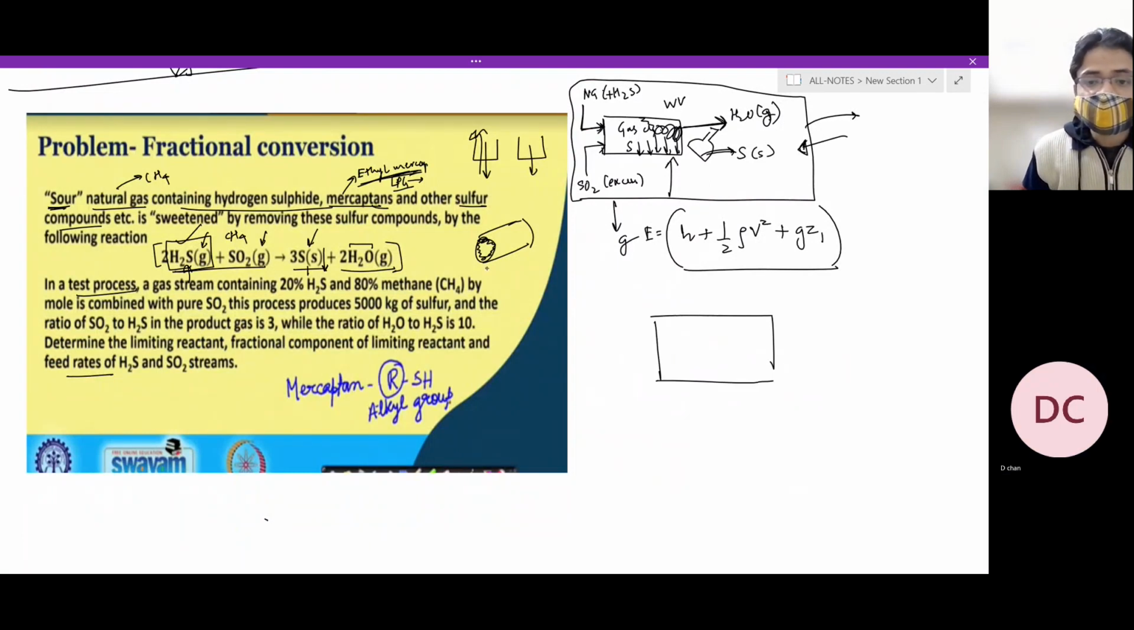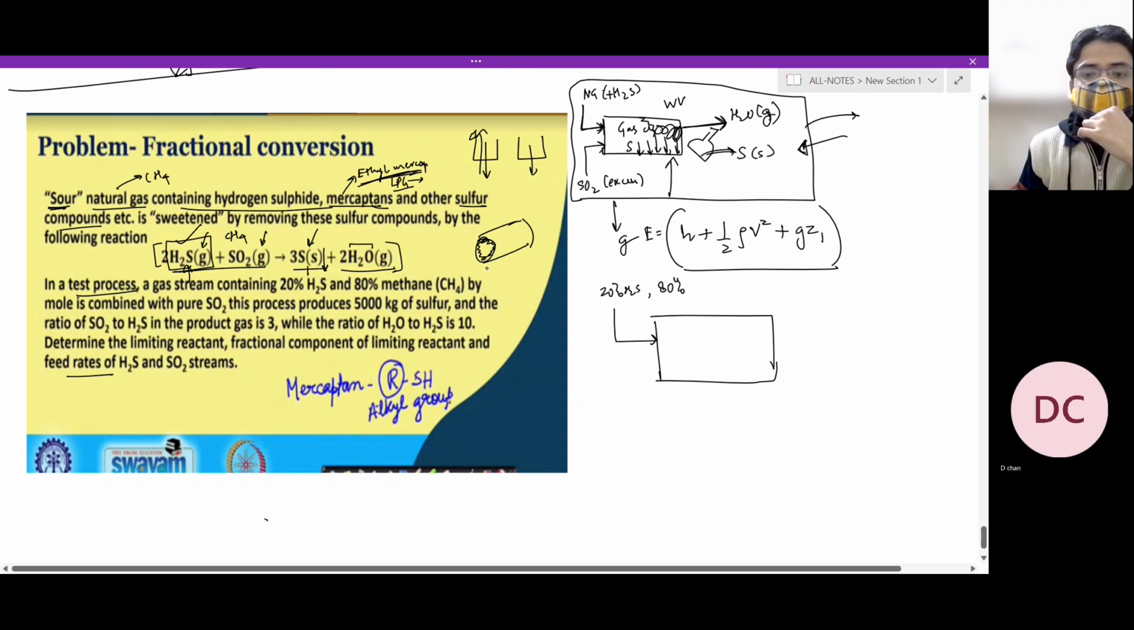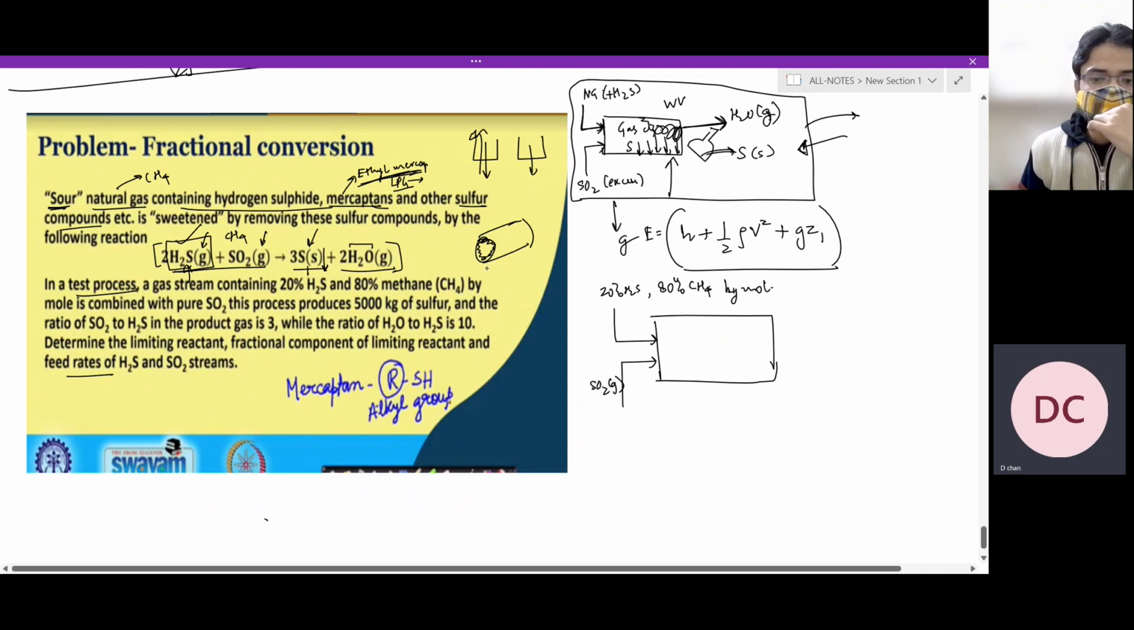Anyway, going ahead, the test stream that is entering this gas chamber, since that is cluttered now, I'll be doing another thing right here. This part contains 20% of H2S and 80% of CH4, and it's already given by mole. It is combined with pure SO2 in the gaseous form, and this produces 5,000 kilograms of sulfur in solid form.